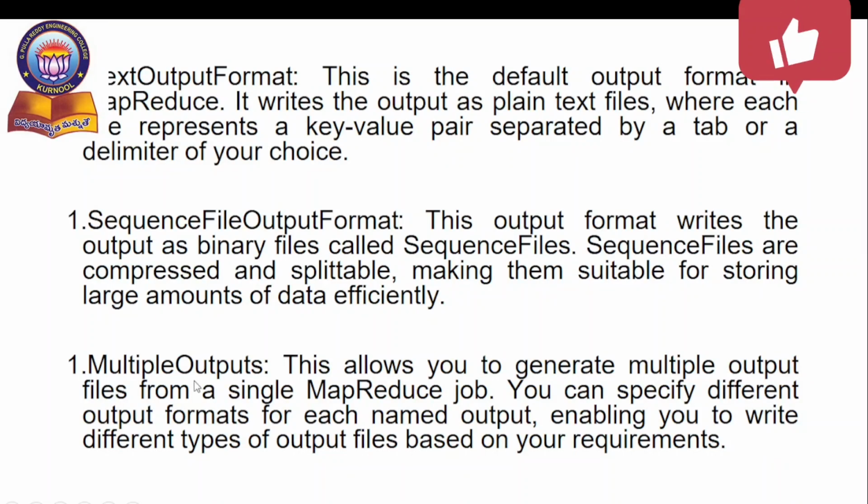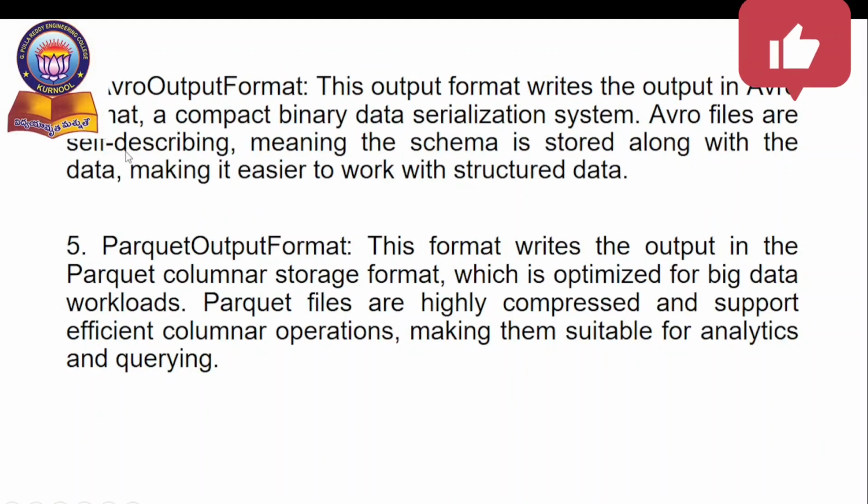Next one is multiple outputs. This allows you to generate multiple output files from a single MapReduce job. You can specify different output formats for each named output, enabling you to write different types of output files based on your requirement. Next one is the Arrow output format. This output format writes the output in Arrow format, a compact binary data serialization system. Arrow files are self-describing, meaning that the schema is stored along with the data, making it easier to work with structured data.